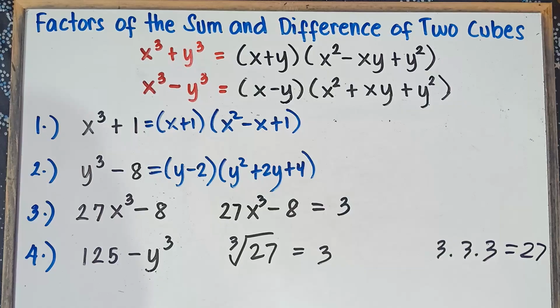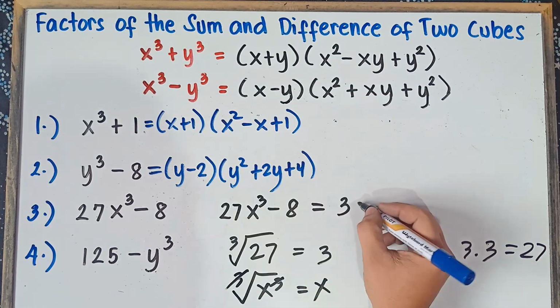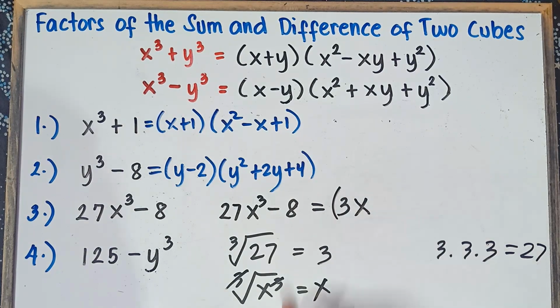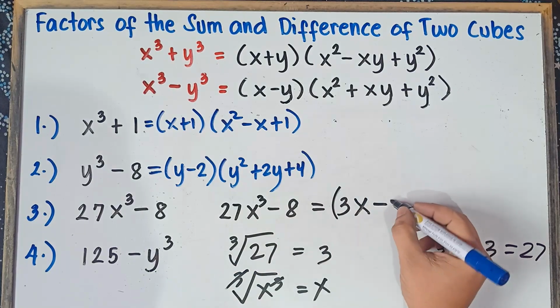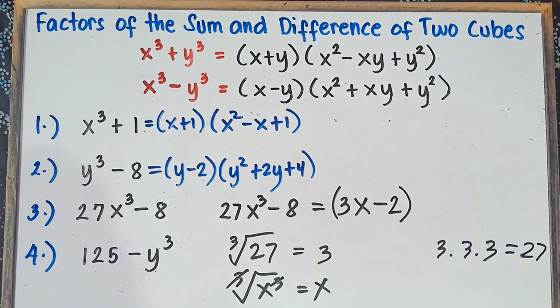So this is 3. And then simply get the cube root of x cubed. What's the answer, class? That's correct. That would be equal to x. So the cube root of x cubed, that would be equal to x. So this is 3x. And then simply copy the minus sign. And then the cube root of 8, that would be equal to 2. We explained that a while ago, class. The cube root of 8, that would be equal to 2.